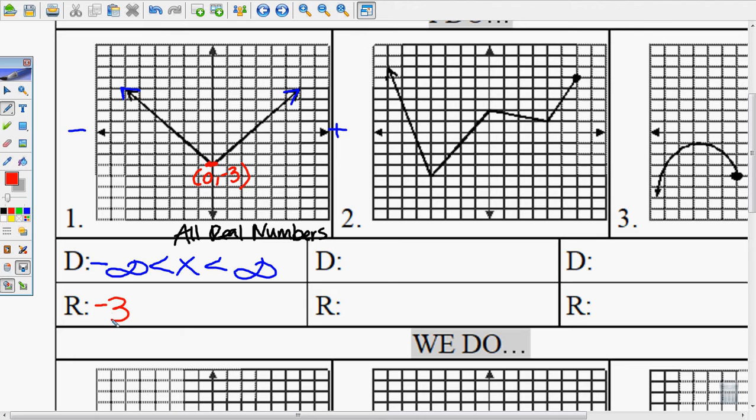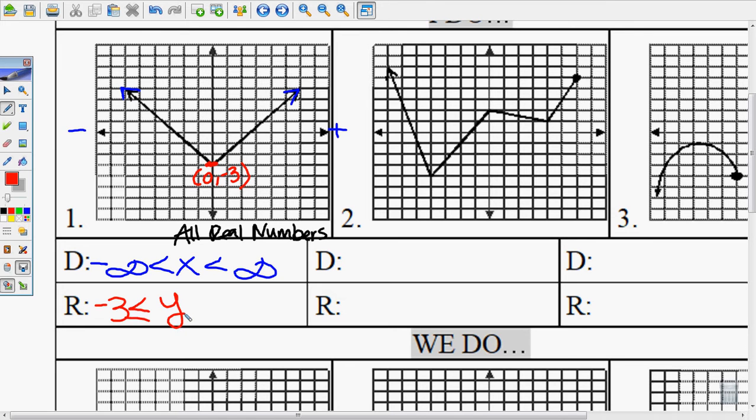Is it included in my graph or is it a hole? It's included, right? A hole will be very obvious. If it's a white space, that means it is included. So I'm going to make it a full dot. And what variable are we defining right now? Y.